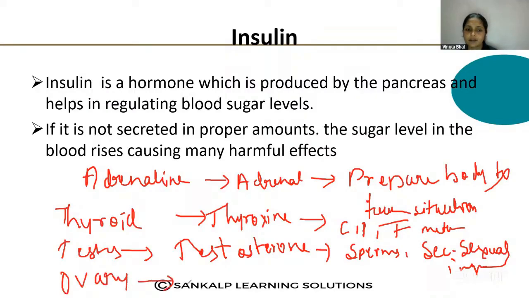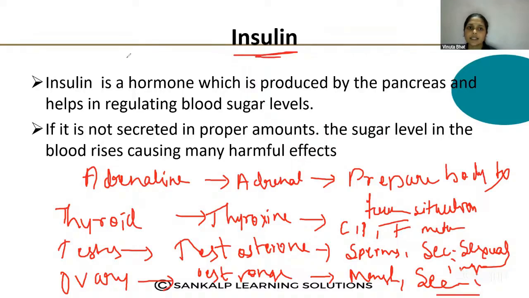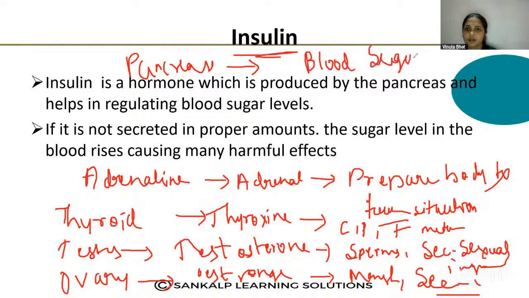Then the ovary secretes estrogen, which is responsible for the menstrual cycle and the secondary sexual characters in females. And the last one, insulin, is secreted by the pancreas. What is the function of insulin? That is the maintenance of the blood sugar level. So a 3-4 mark question will come from this topic.